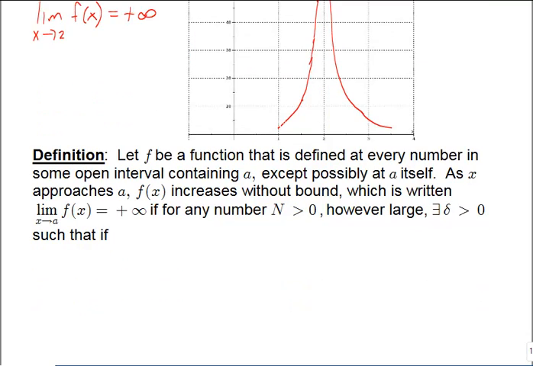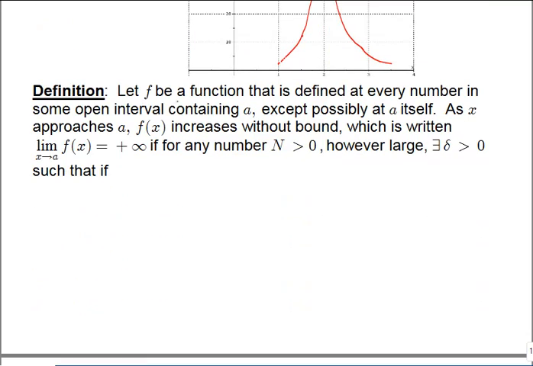So let's formalize this definition of what we are just talking about. Say that we have a function that is defined at every number in some open interval containing a, except possibly at a itself. As x approaches a, we say that f of x increases without bound, which is written the limit as x approaches a of f of x goes to positive infinity, if for any number n greater than 0, however large, there exists a delta greater than 0, such that if the absolute value of x minus a is less than delta, then f of x is greater than n.